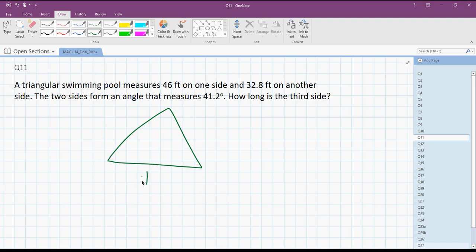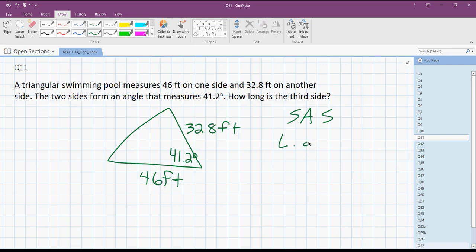I just put the 46 down here. Doesn't really matter where it goes. Okay, and it says it is 32.8 feet on another. So 32.8 feet. And it says the two sides form an angle that measures 41.2 degrees. That's what we're looking at. And you definitely see that it's side, angle, side.